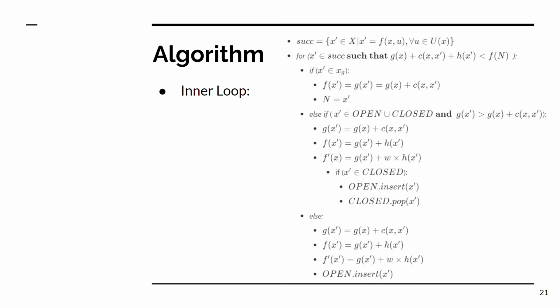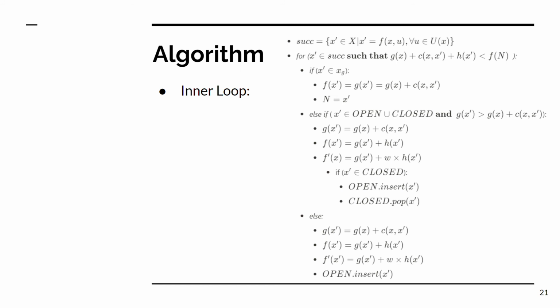Unlike A star, we check if a node is present in the closed list also, because a node previously expanded in a different iteration of the search could also possibly be updated if we have found a better path to that particular node. Then if the new path, which is the path from the given expanded node x to the node x prime, has a shorter length than the cost of the x prime node, we will update the costs accordingly for the cost function, the heuristic function and the non-admissible heuristic function. If the node was already in the closed list, we will pop it out of there and place it into the open list once again.